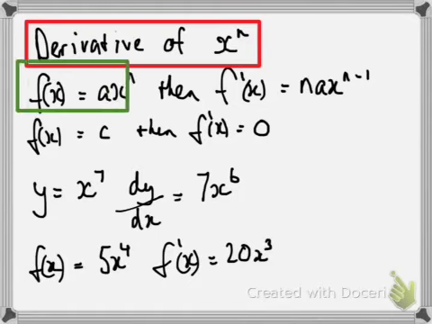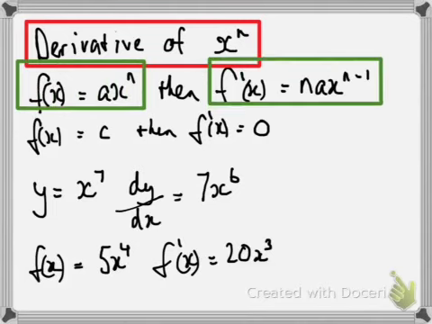If f of x equals ax to the power of n, then f dash x equals n times a times x to the power of n minus 1. In other words, to get the derivative, you take the index there, put it at the front of the expression, and then reduce the index by 1. That's how I usually explain it. Put the index out the front and reduce the index by 1.